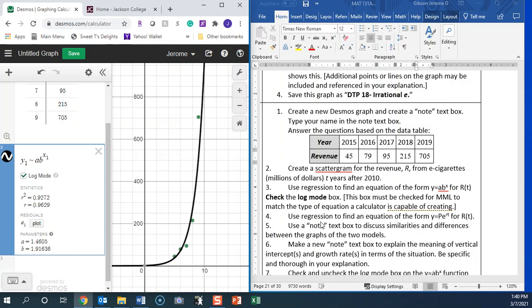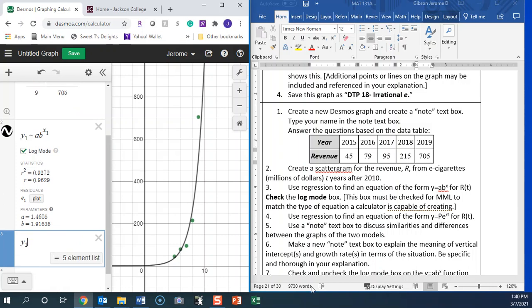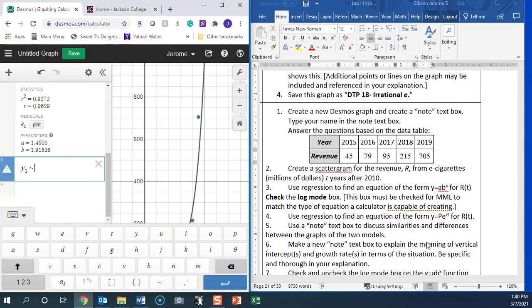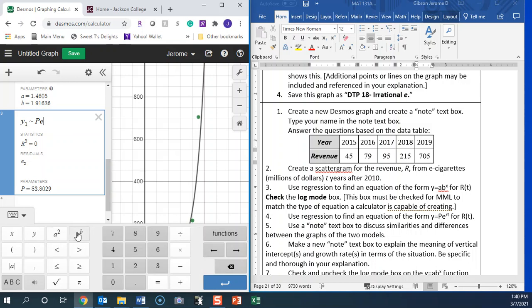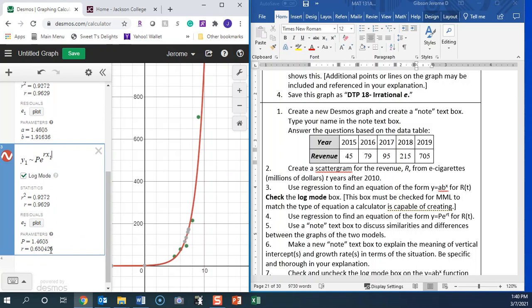You should know that from previous assignments that we did. Okay, now it says now use the regression to find an equation of the form y equals pe to the rt. So what we could do is this here. We'll do y sub 1, the tilde, and then, since we don't know what p is yet, we could do p, then e, and then we could take this to the power of r, and then instead of typing in t, it's really your x value, so we would make that x sub 1, and we will click on log mode. Now, if you notice here, it gives us a P and an R.